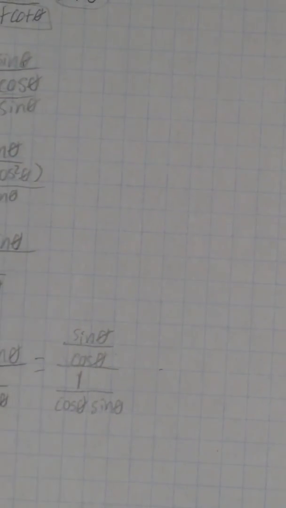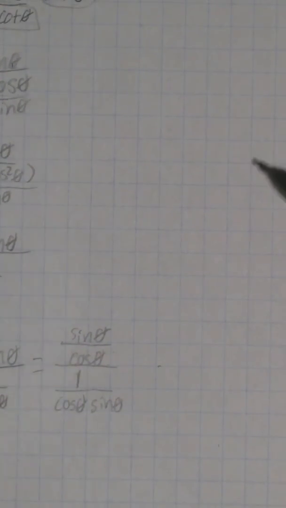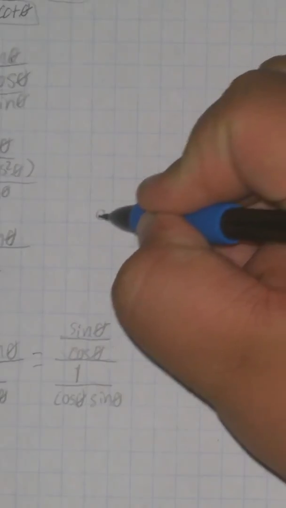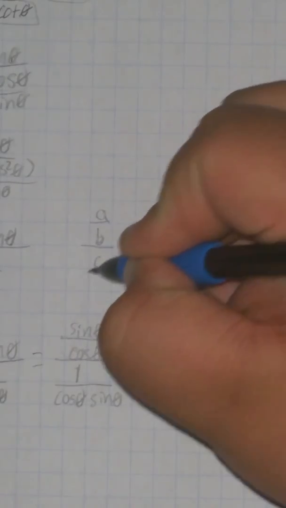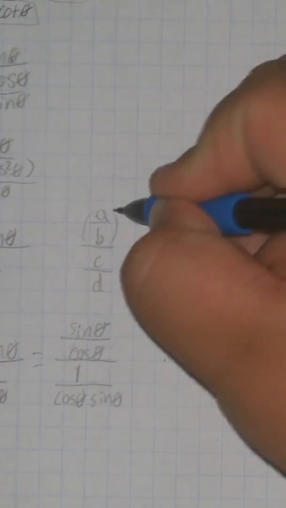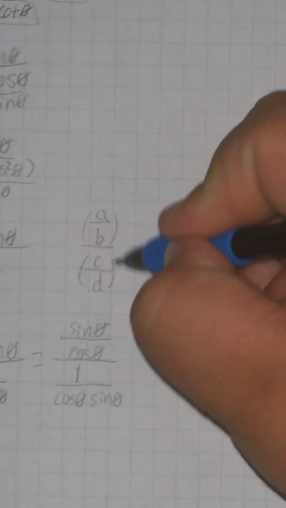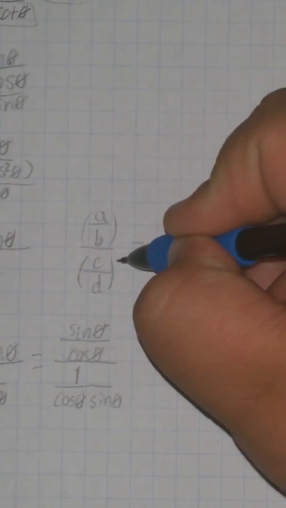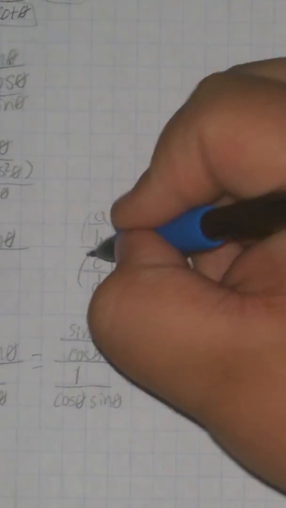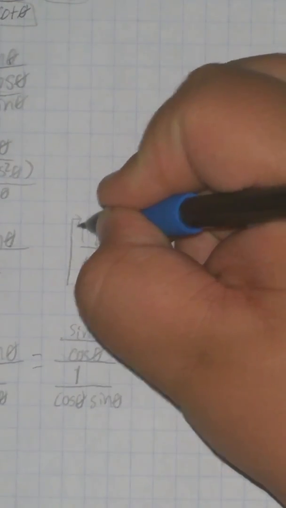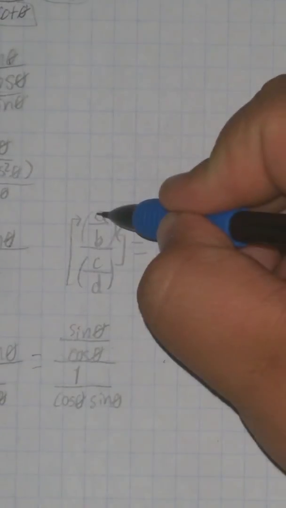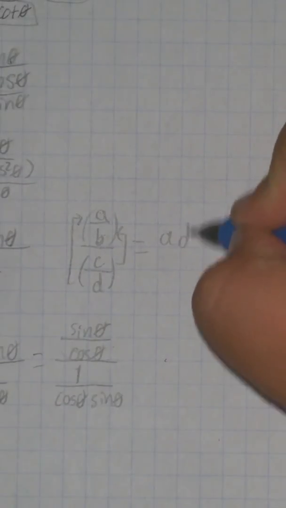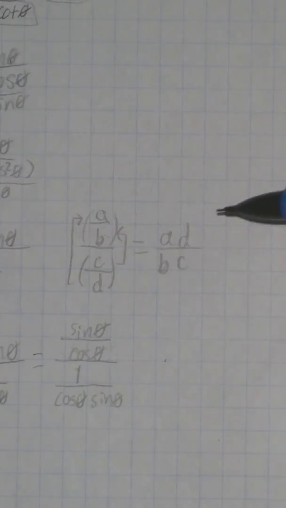Alright, cool. So what you're going to want to do is follow a little rule for things like this, which is A over B over C over D, which is equal to, I'm just copying down what I saw on the poster in my teacher's classroom. You move the D over with the A and the C under with the B, so you get AD over BC.